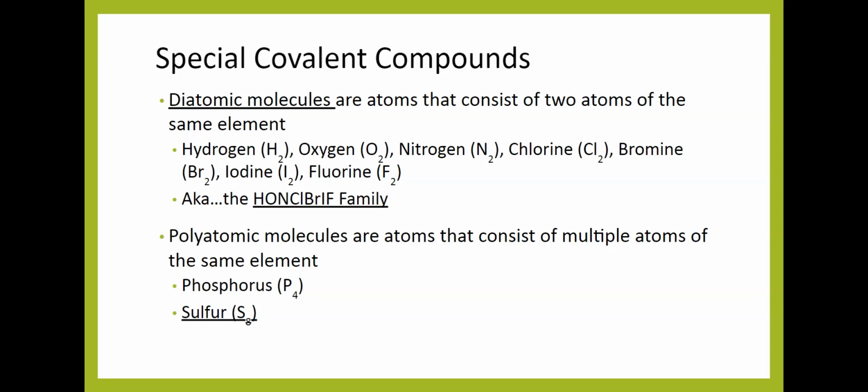We also have polyatomic molecules. So poly meaning many, so these are many atom molecules that all have the same element. So some examples of this are phosphorus, which finds groups of 4 phosphorus atoms grouped together, and sulfur, which has 8 sulfur atoms grouped together. So make sure you remember these, keep these in mind. They will pop up later this year, so you do need to know them.